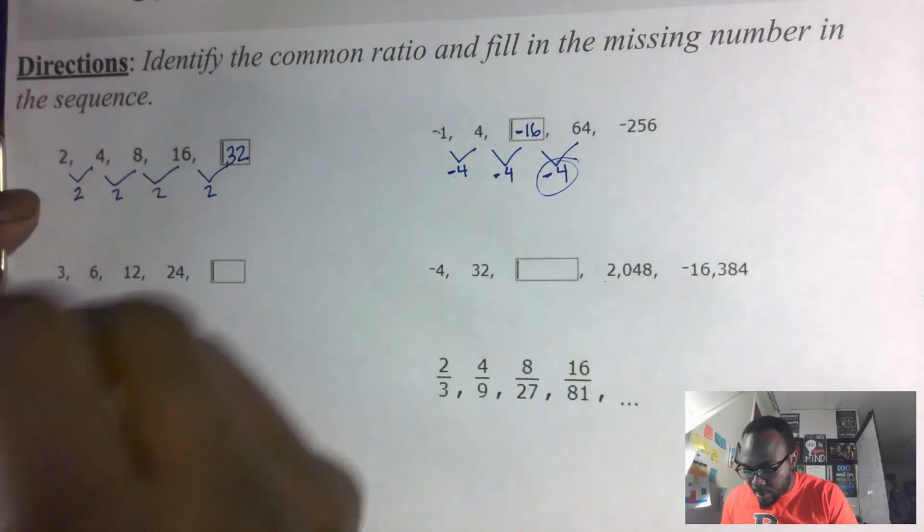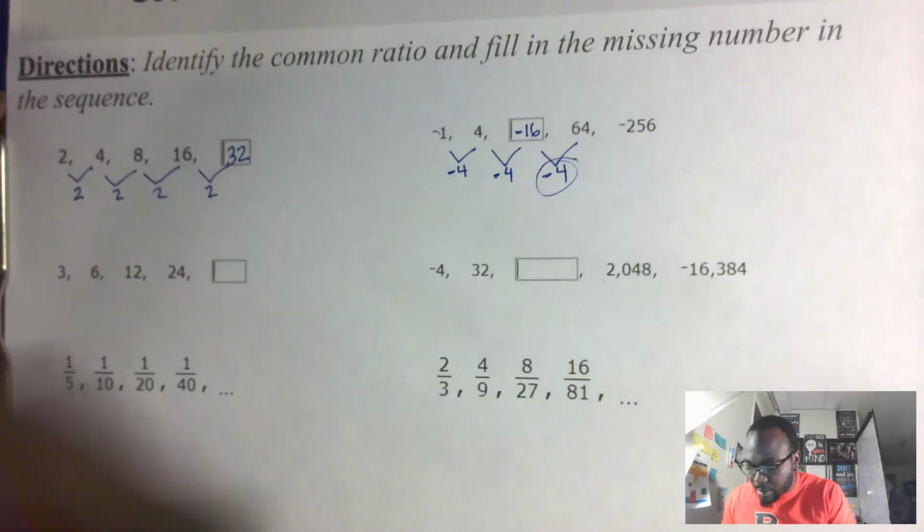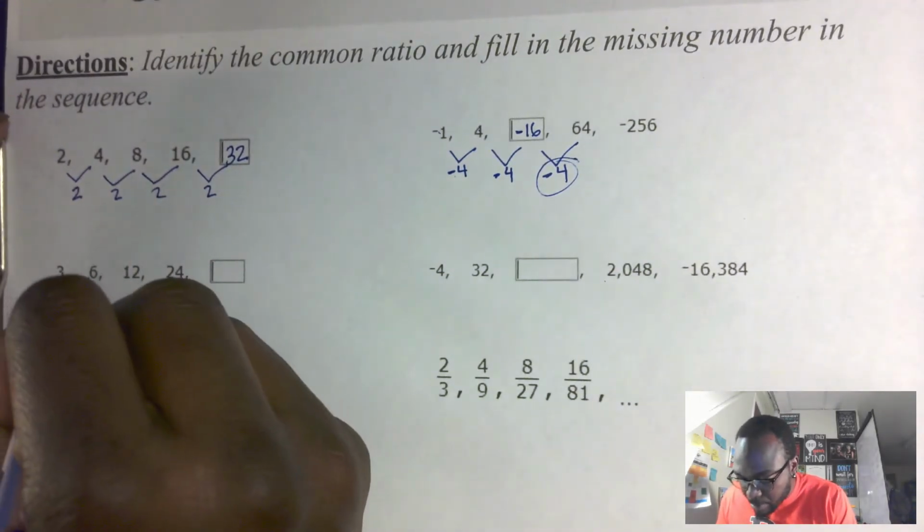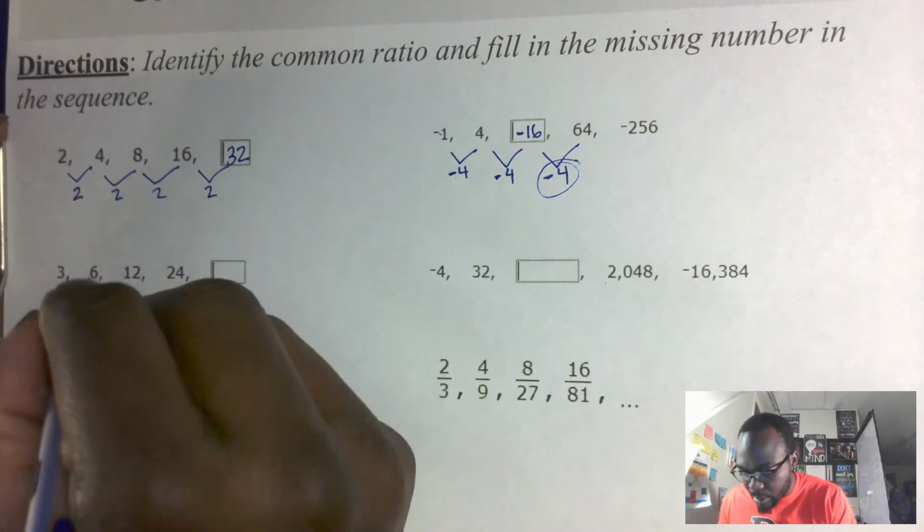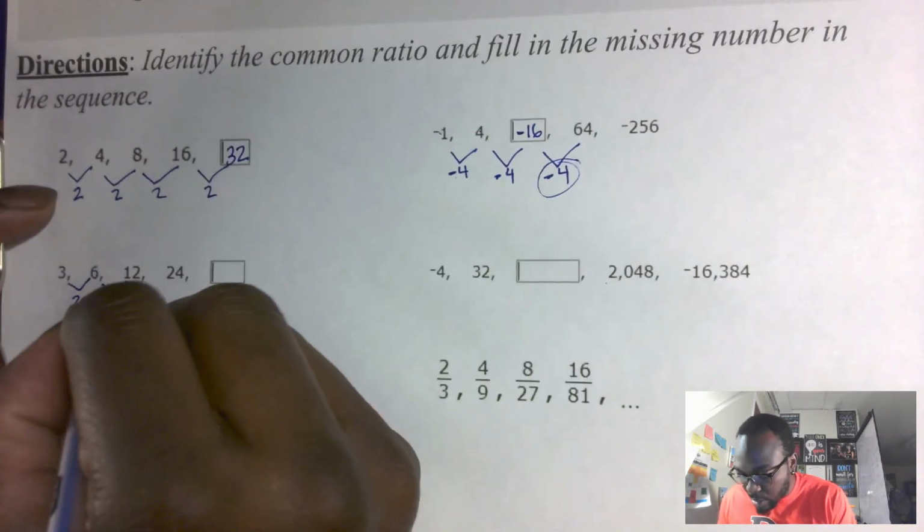3, 6, 12. What happened from 3 to get to 6? Seems like they multiplied by 2. 3 times 2 is 6. 6 times what gives me 12? 6 times 2 gives me 12.